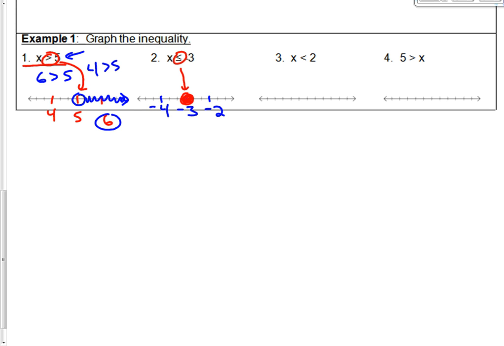And it's the same way. x is less than or equal to negative 3. So less than, where are the numbers less than negative 3 at? Well, they're to the left, they're this way. Again, the way you can get that is if you plug this negative 4 in for x, you have negative 4 is less than or equal to negative 3. That's true. We always shade where true is.